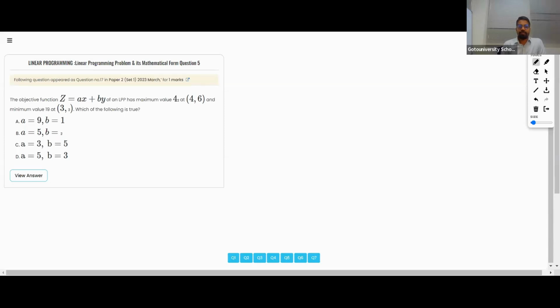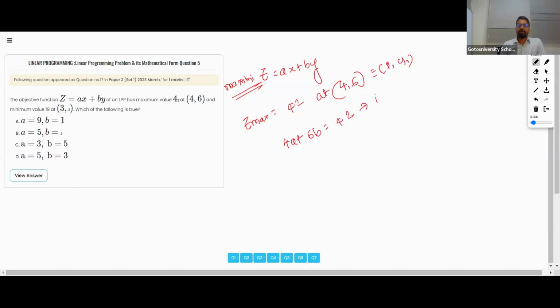So here there is no graph to deal with. It is just an optimization function. The objective function is given, and we have to optimize it. They're telling us Z max is equal to 42 at 4 comma 6. What is 4 comma 6? The values of x and y, the variable values. That means 4a plus 6b is equal to 42 possibly. Similarly, at 3 comma 2, that is 3a plus 2b, we get the minimum value 19.